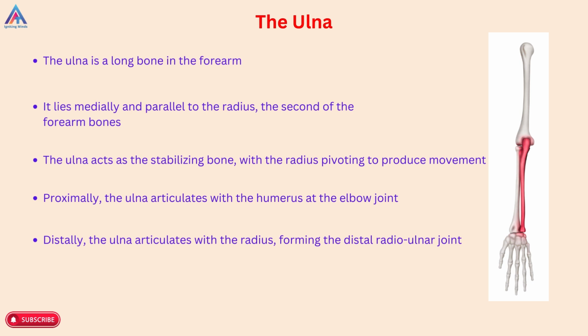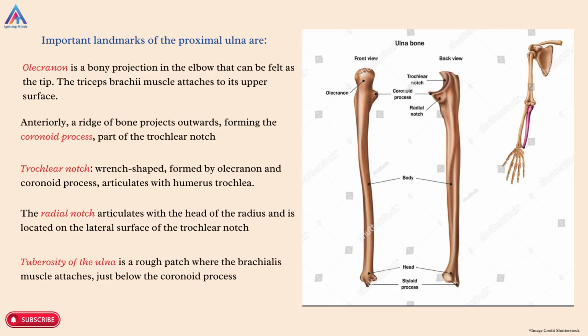Let us now dive into the topic of the ulna, which is a lengthy bone located in the forearm. It is positioned parallel to the radius, the second bone in the forearm, and is placed medially. The ulna is responsible for stabilizing the forearm, whereas the radius pivots to generate movement. The ulna articulates with the humerus at the elbow joint proximally, while distally it articulates with the radius, forming the distal radio-ulnar joint. The proximal ulna has some important landmarks which are as follows.